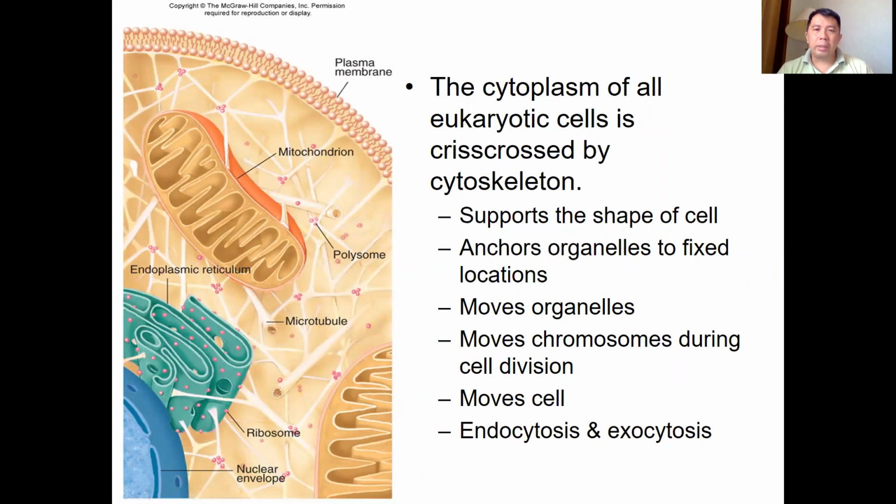The cytoskeleton is used to support the shape of the cell and anchor organelles to fixed locations. For example, you can see this nucleus, ER, and other organelles, for example, mitochondria. They also move organelles, for example, they can move the mitochondria here and there, and move chromosomes during cell division by spindle fibers. So the spindle fiber is one of the cytoskeleton.